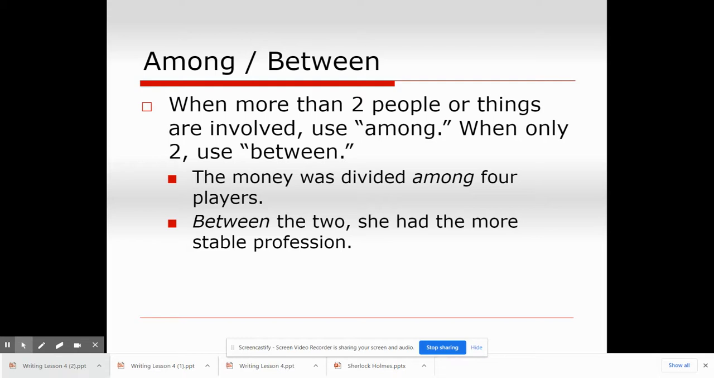Okay, among versus between. When you have more than two people or things that are involved, you use the word among. When it's only two, that's when you use the word between. The money was divided among four players versus between the two, she had the more stable profession. So those words are not interchangeable.